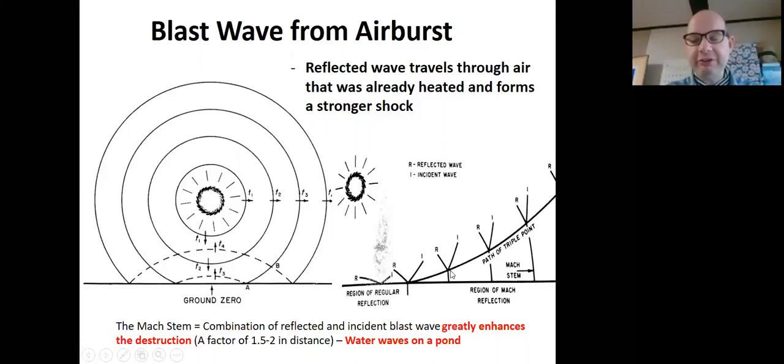And what actually happens is the two shock fronts combine, and this makes an even stronger, more dramatic effect than the single wave itself. So it's called a Mach stem. It's a combination of the reflected and the incident blast wave, and it greatly enhances the destruction. It's kind of like a factor of 1.5 or 2 in distance, in terms of the same effect you would have if you wouldn't have the Mach reflection compared to if you would have. I'm going to show you that in a video here now.